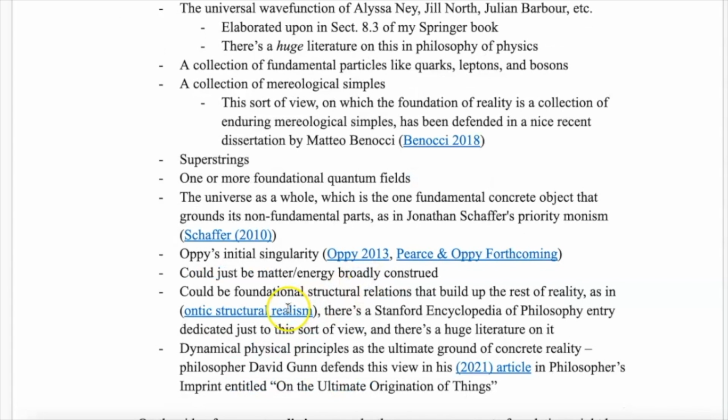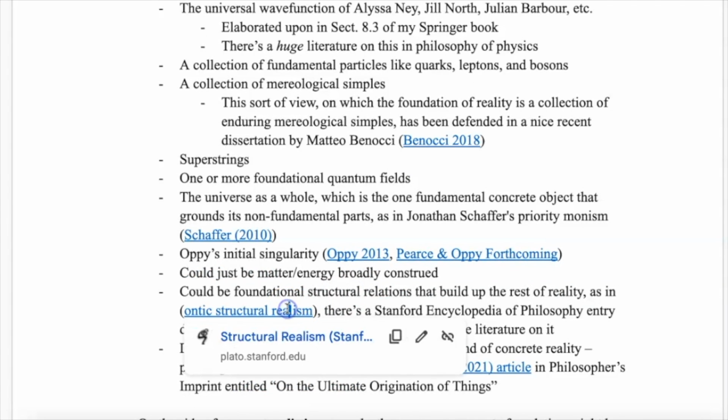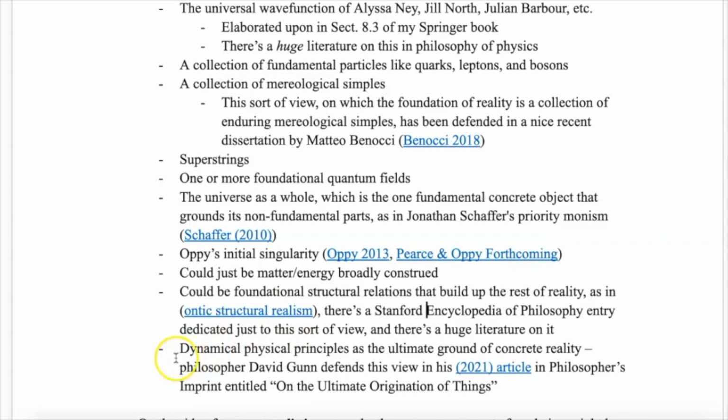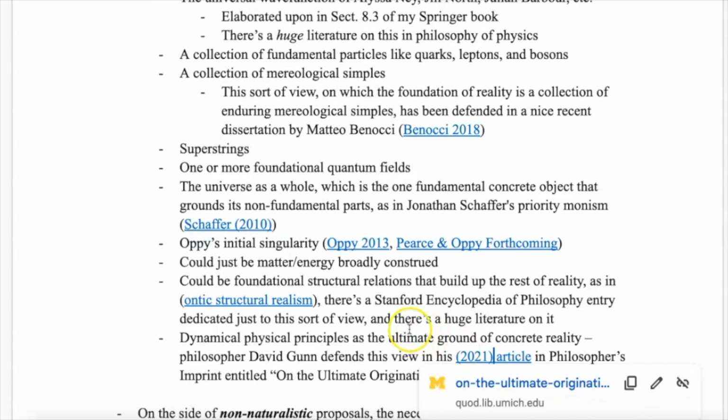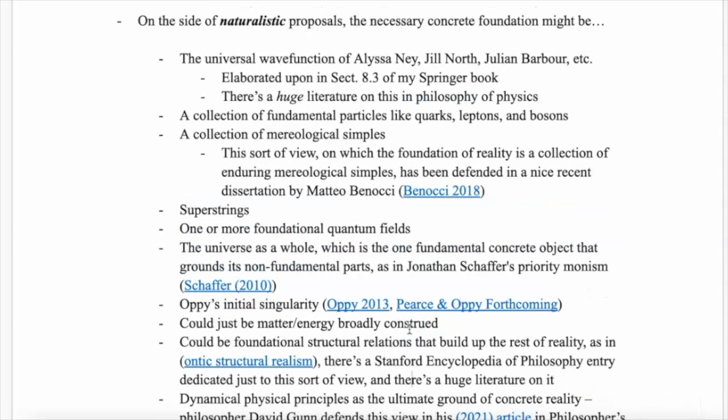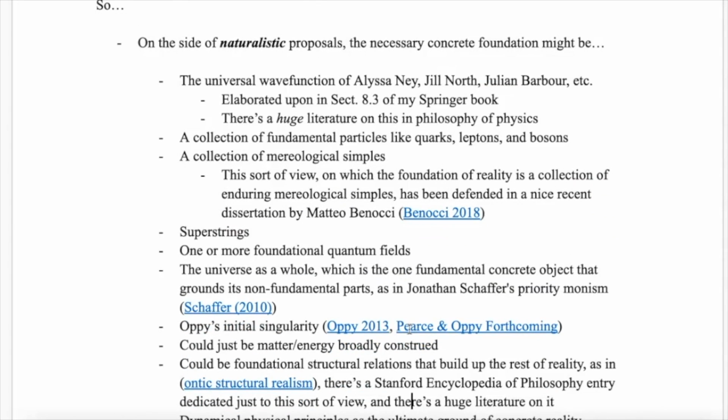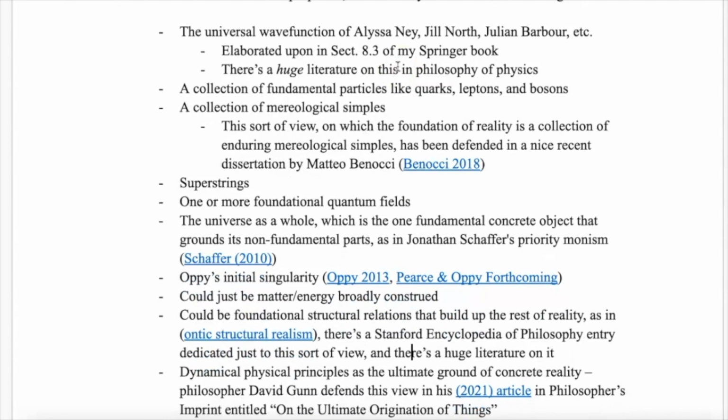There's a Stanford Encyclopedia of Philosophy entry dedicated to just this sort of view, and there's a huge literature on it. The necessary foundation might be dynamical physical principles as the ultimate ground of concrete reality. Philosopher David Gunn defends this view in his 2021 article in Philosophers' Imprint entitled On the Ultimate Origination of Things. And again, this is not an exhaustive list of various naturalistic proposals for what the necessary concrete foundation might be.